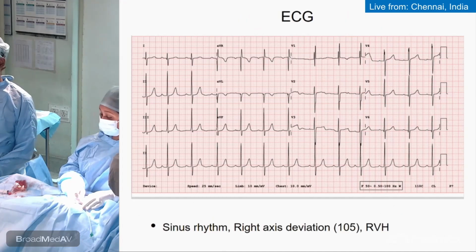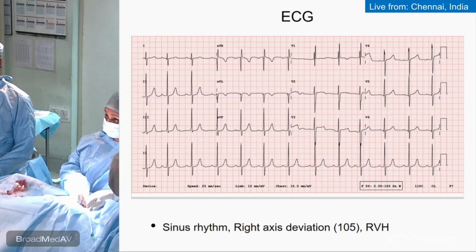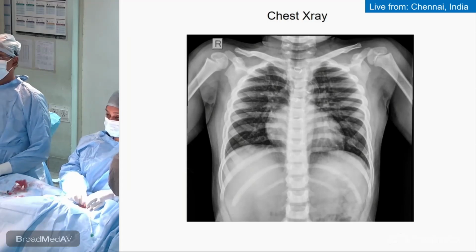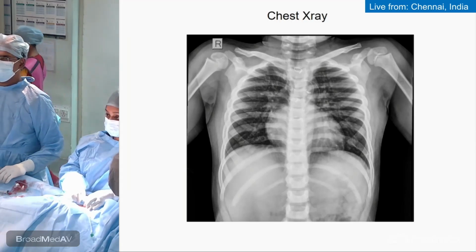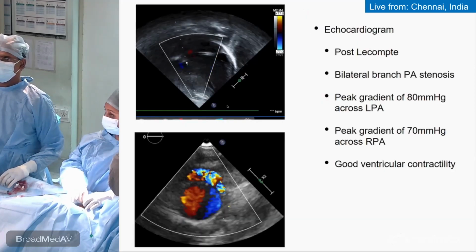This is the ECG, which shows normal sinus rhythm with an axis of +90 with prominent right ventricular forces. This is an X-ray which is not much remarkable. There is a mild RA enlargement. There is no significant cardiomegaly. CTR is 55%. Otherwise, nothing major in the X-ray.